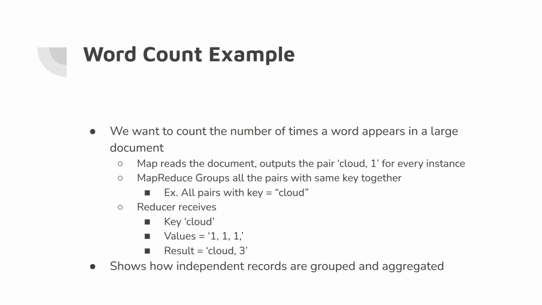The MapReduce system groups all pairs with the key cloud together. The reduce function then adds the values. If the word cloud was emitted 3 times, the reducer receives the key cloud and the values 1, 1, and 1. It produces the final result, cloud, 3. This simple example demonstrates how MapReduce converts independent records into grouped and aggregated results.